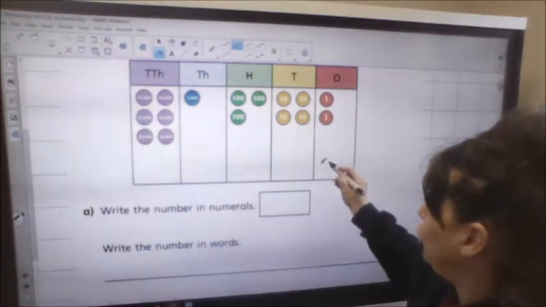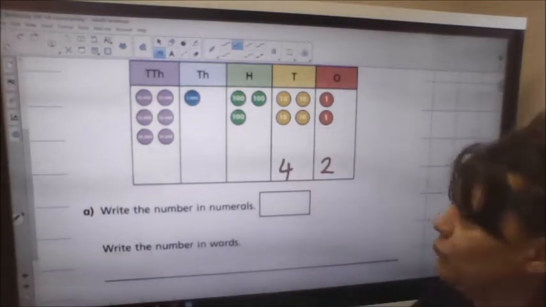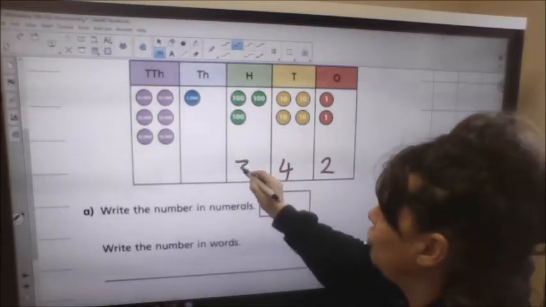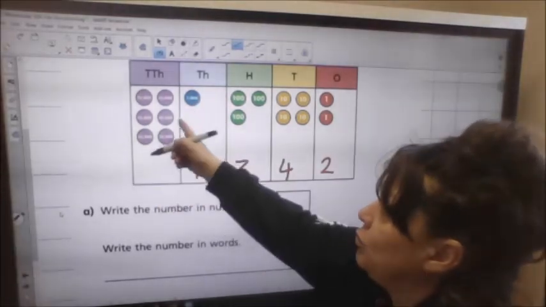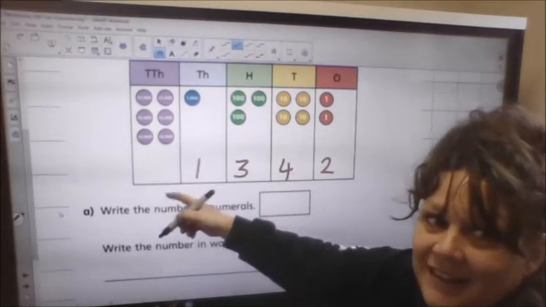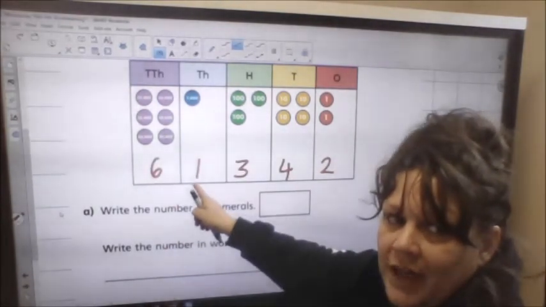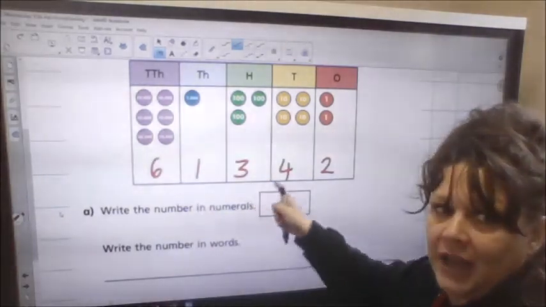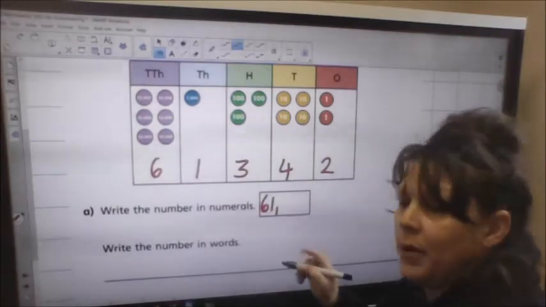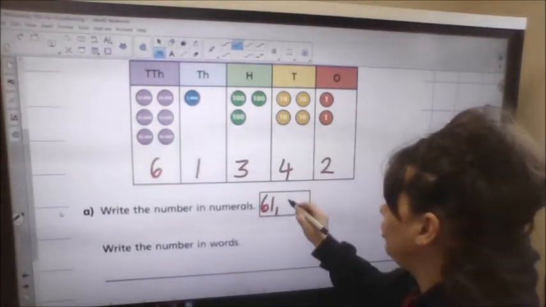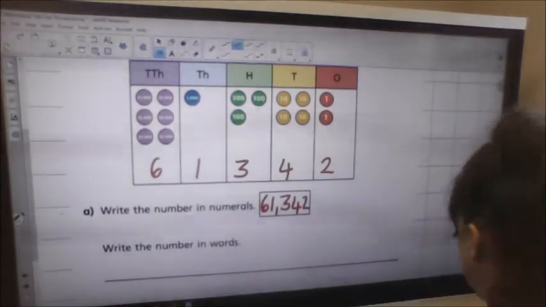So I've got 2 ones. I've got 4 tens. I've got 3 hundreds. I've got 1,000 there, but I've also got 6 tens of thousands. So altogether, I have got 61,342. So I would write it here, 61,342. Remember, we have a comma to separate the thousands and the hundreds.